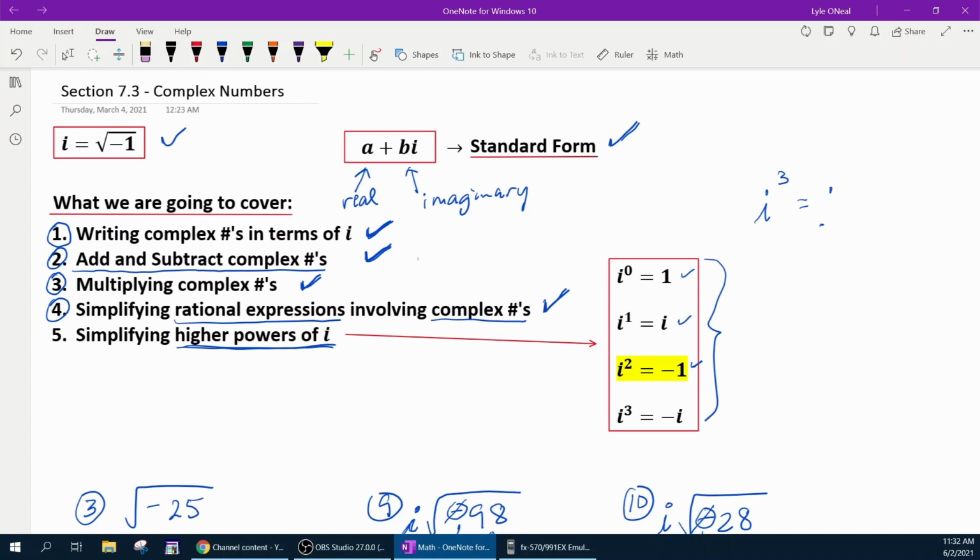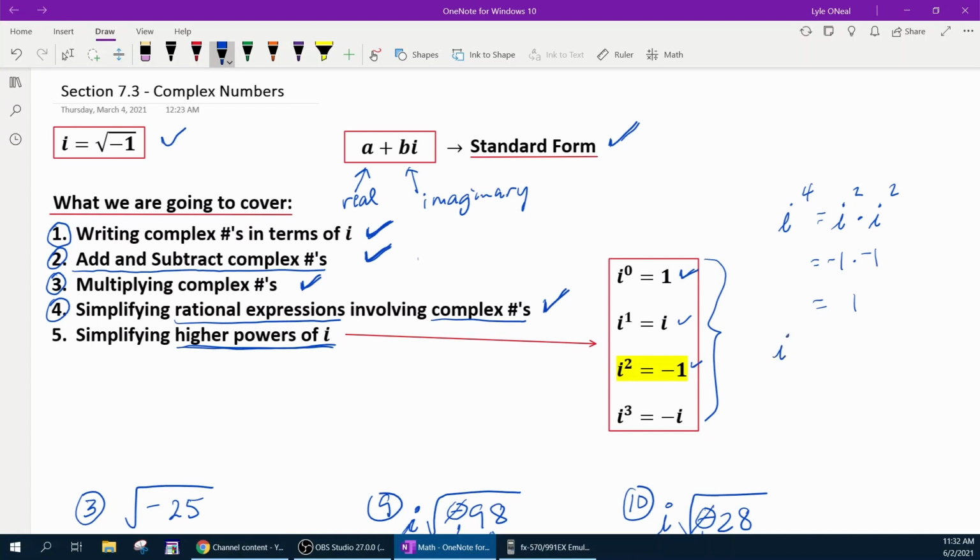Now, any higher power above i to the 3rd is just going to repeat in our chart. Let me show you what I'm talking about. So if I go to i to the 4th, that can be written as i squared times i squared. Do you see me breaking that down into pieces I already know? I know that i squared is -1. So then really i to the 4th should be -1 times -1, which is 1, which goes back to the first element in our chart.